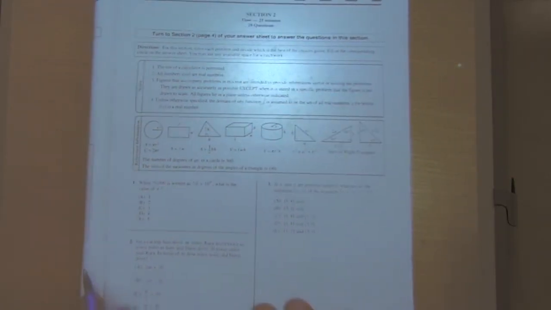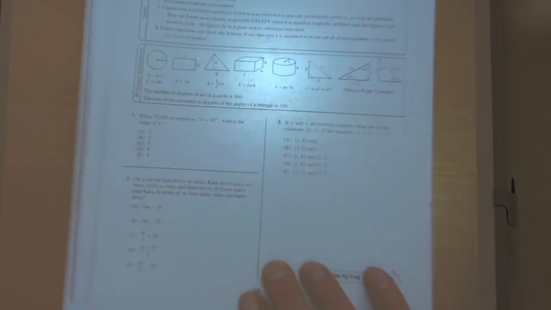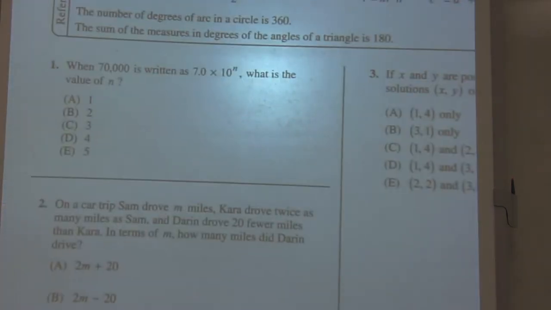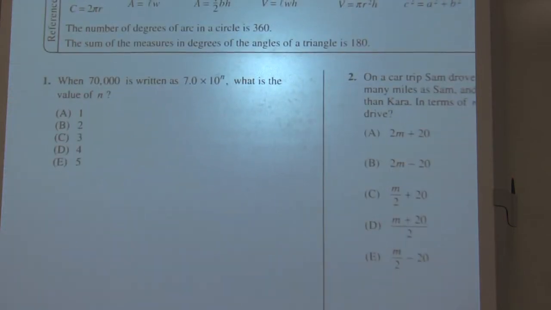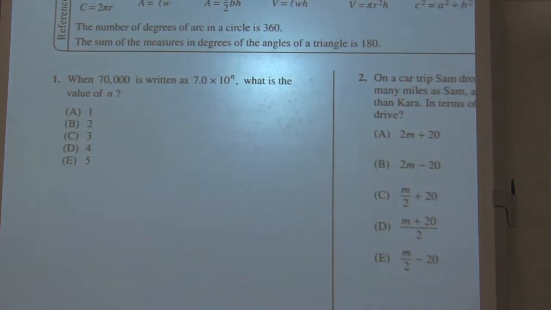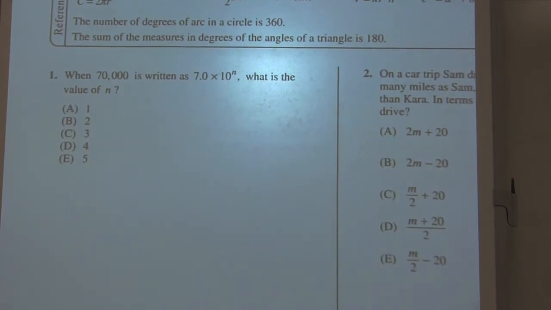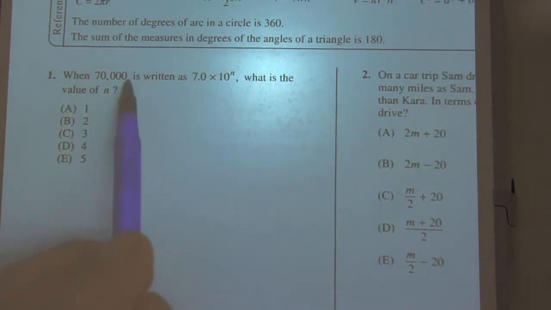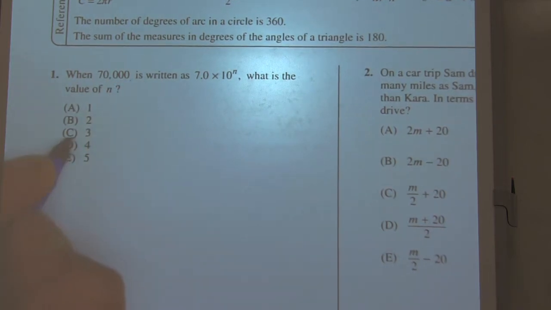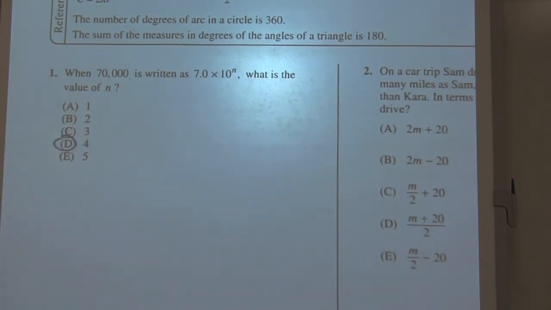So let's go through. Let me zoom this up a little bit and we'll just start going through this stuff here. All right, here we go. Let me put this over here. Okay, sorry you guys, here's number 1. When 70,000 is written as 7.0 times 10 to the n, what's the value of n? That just means you've got to count how many places that decimal moved over. It moved over 1, 2, 3, 4, everybody's done that, so it's choice D on that one, okay?